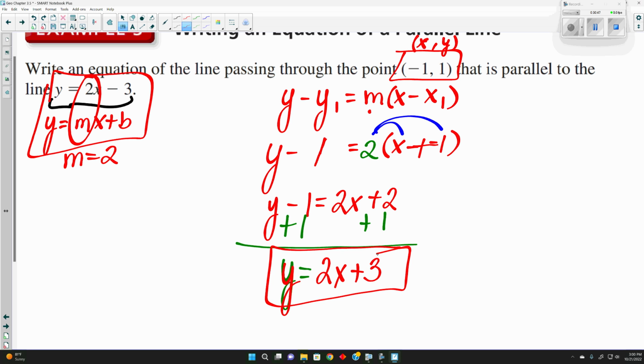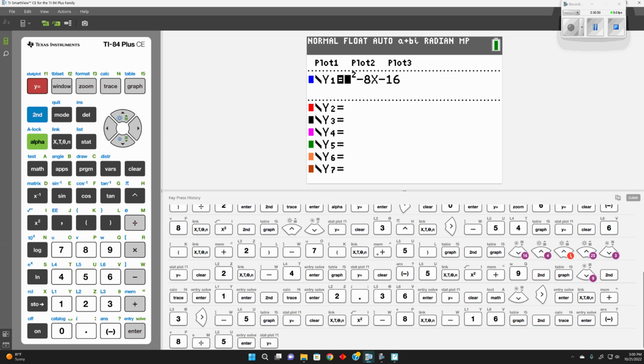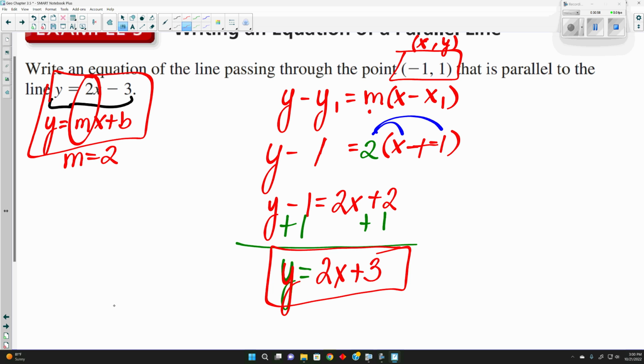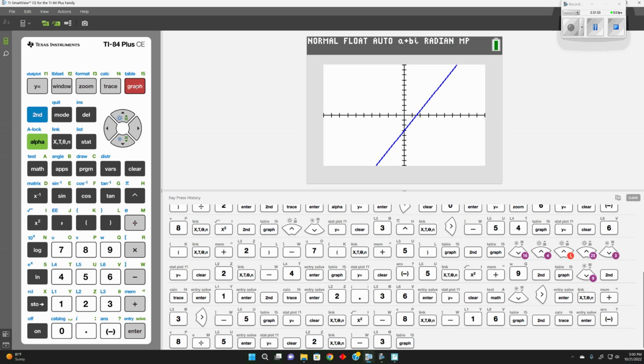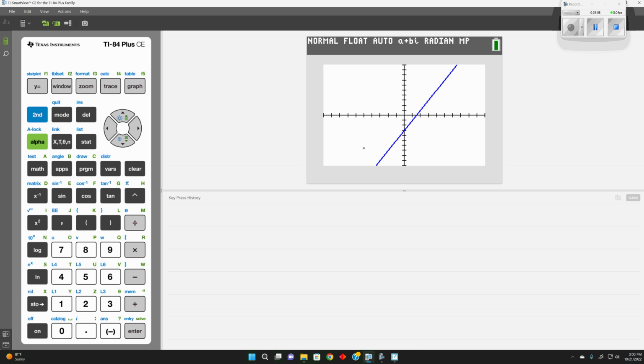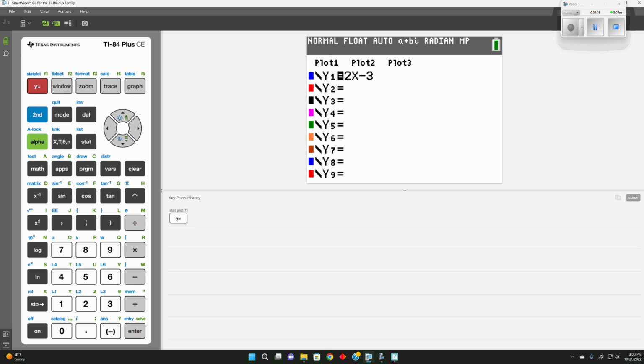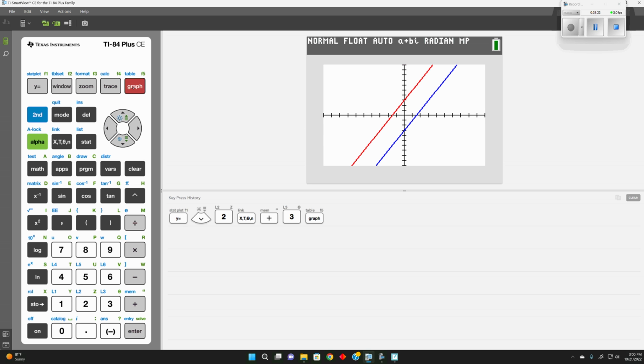Questions on this here? Yep, just give me 1 second. 2x minus 3, 2x plus 3. So this here is the equation of the line that we started with. Now we wanted it to go through the point -1, 1. And we found our new equation, 2x plus 3. And that's our new line.